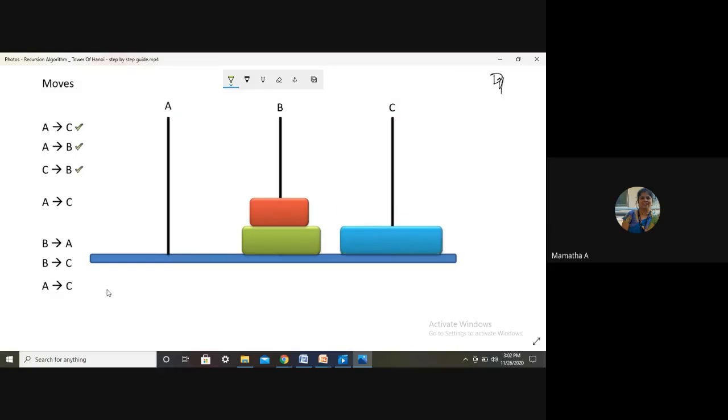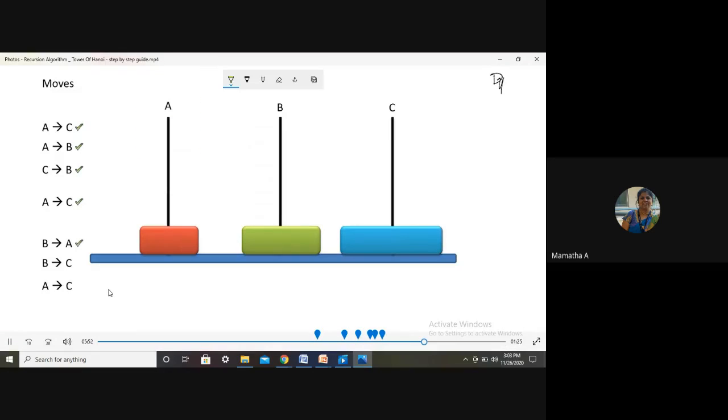Okay, so which color disk will move now? Tell me which will move. Last one, you tell me: which will be moved from where to where? A to C. So it will move from A to C, the red disk.